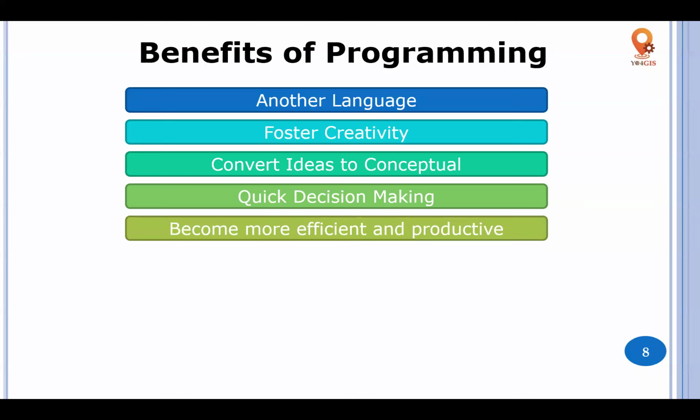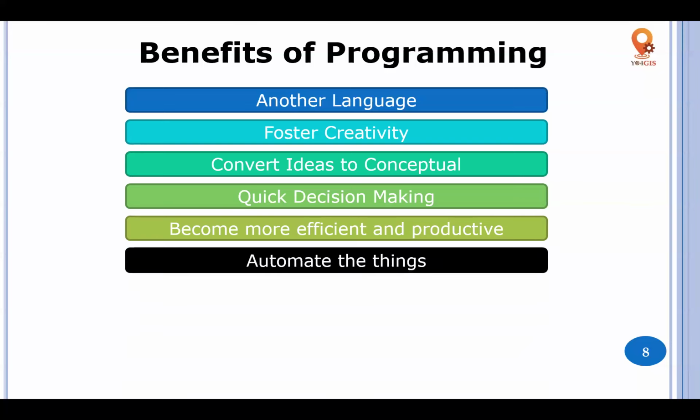Become more efficient and productive. As I already told you, if we know development and programming, then we can do things more effectively and productivity will definitely increase. Automate the things. You can automate things quickly if you know programming.